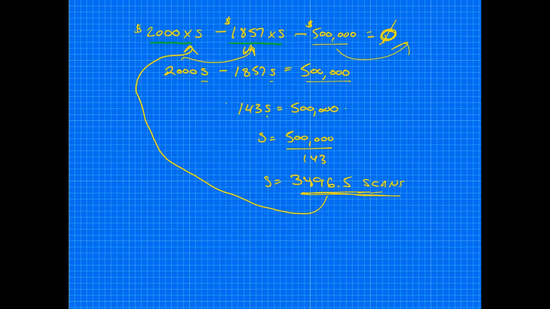Now let's go ahead and do that and see what that looks like. So 2,000, $2,000 per scan, this is the revenue, times 3,496.5 scans equals, let's see here, looking at my calculator, 6,992,000 minus 1,857, these are variable costs per scan, times 3,496.5 scans equals 6,492,072, then minus the 500,000.